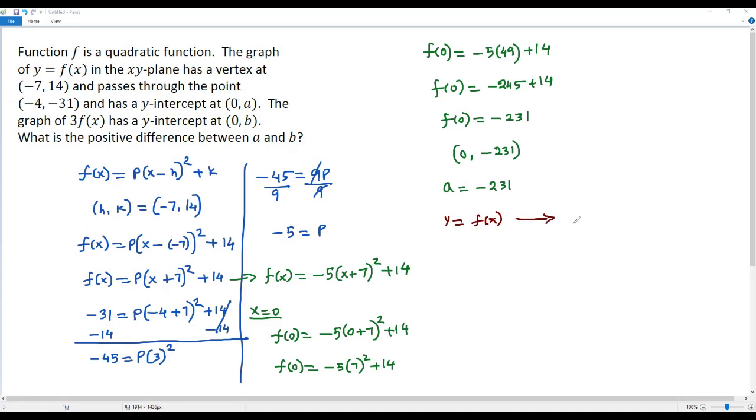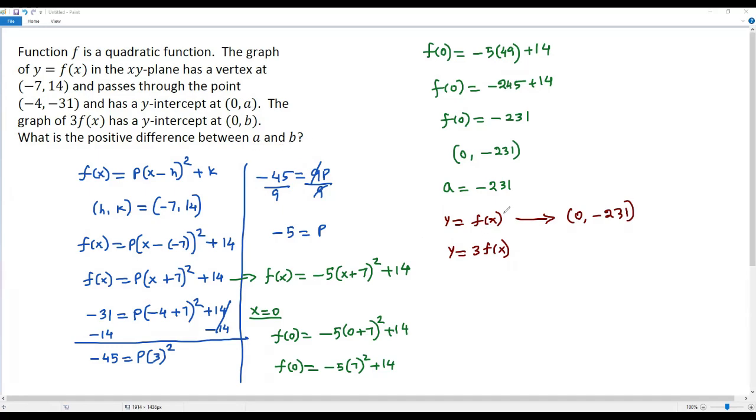For the given quadratic function, we got the y-intercept, that is (0, -231). Now, to get the value of b, we have to consider the information we have over here. That is, the graph of the function 3 times f of x has a y-intercept at (0, b). Now let me write this function over here. That is y equals 3 times f of x. So for this function, the y-intercept is (0, b). Once we get the y-coordinate of the y-intercept of this function, then we'll have the value b. Then we can get the positive difference between a and b.